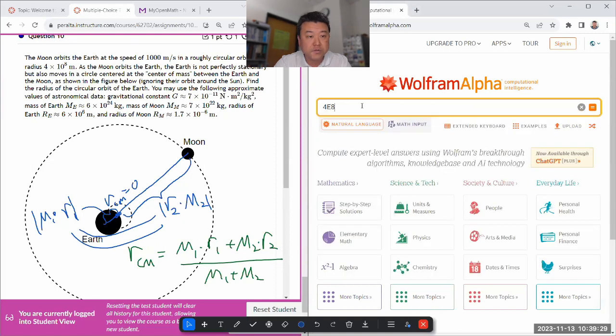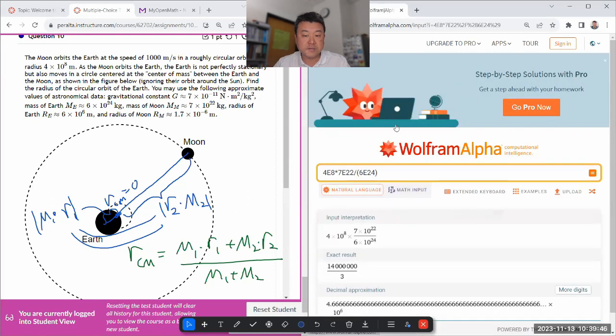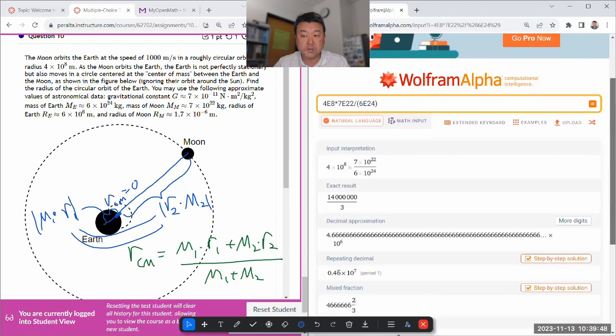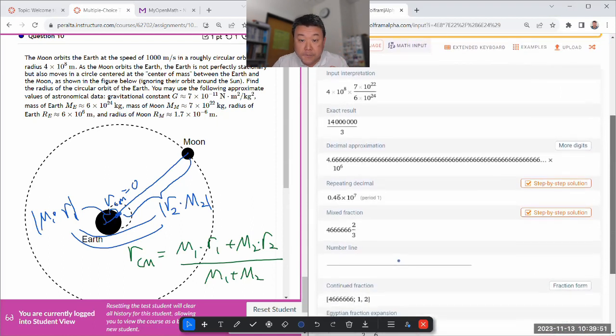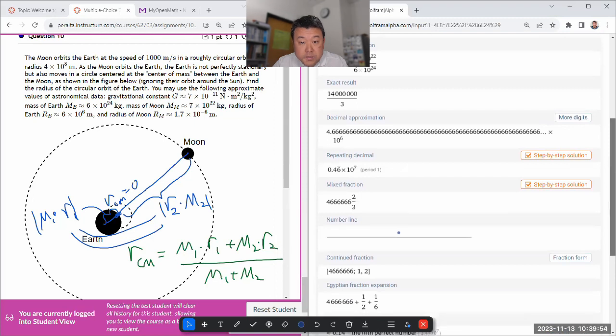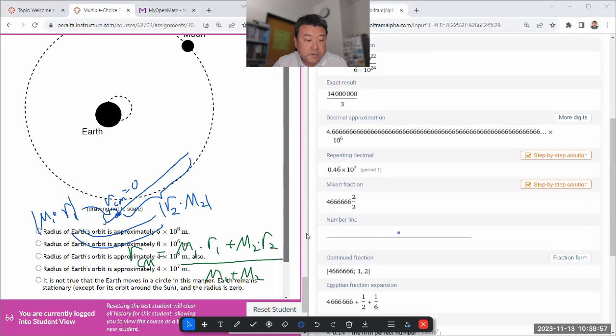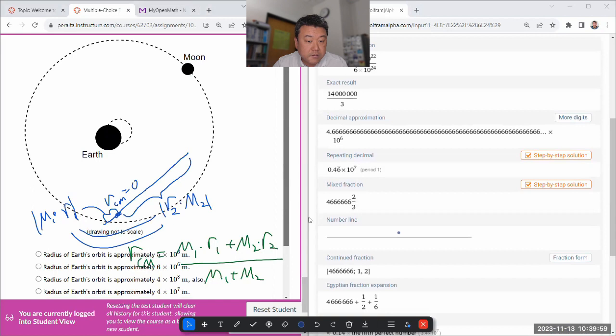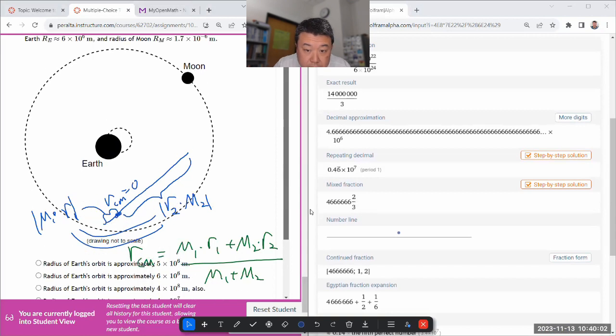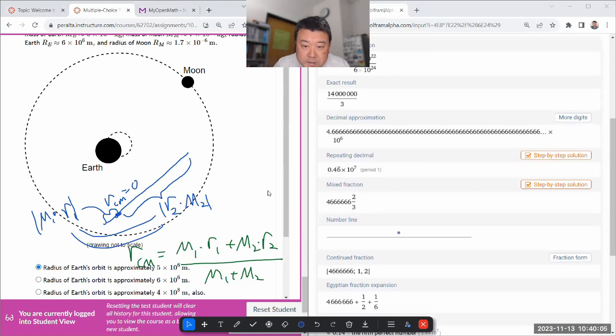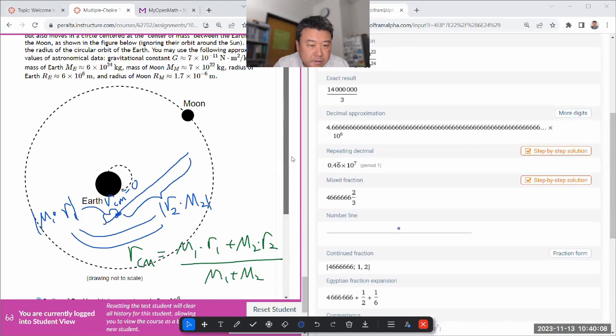So the Earth's distance from the center of mass should be the orbital distance, let's say 5 times 10 to the power of 8 meters, times the mass of the Moon, 7 times 10 to the power of 22 kilograms, divided by the mass of the Earth, 6 times 10 to the 24. This should give me the Earth's distance from the center of mass, or the orbital radius of the Earth. 0.46 times 10 to the 7. Oh, so that should be about 5 times 10 to the 6. Yeah, I think that's about right.